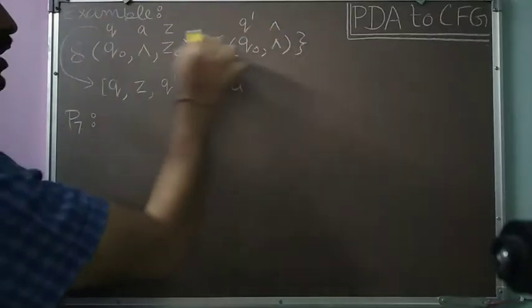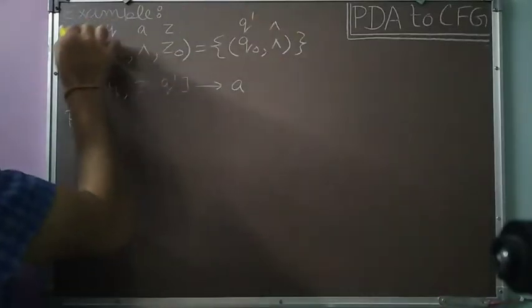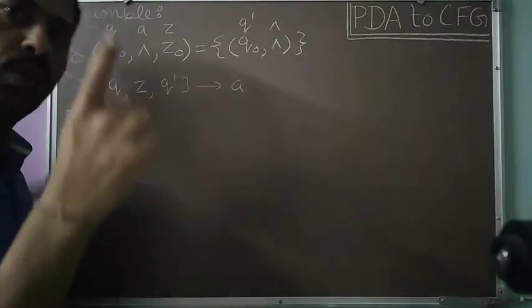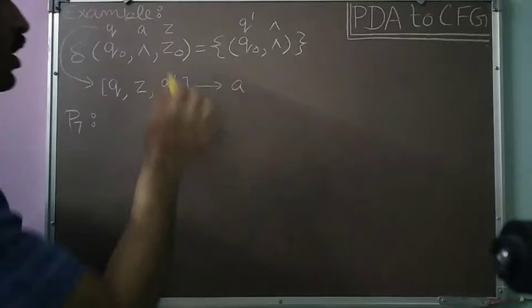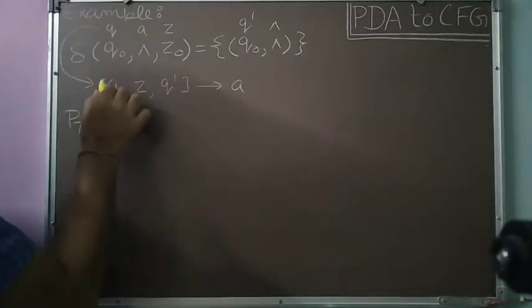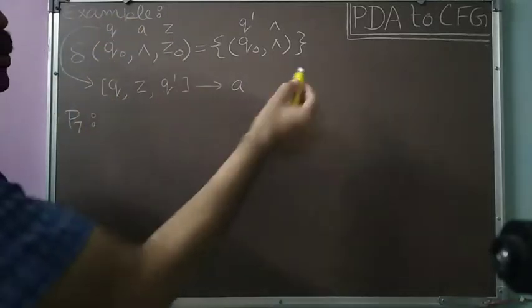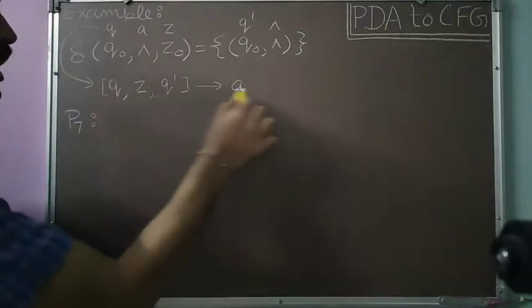Once we have written the standard format of the erasing move, what kind of production will it induce? Each erasing move will induce only a single transition. So this move will induce the transition of the form [Q Z Q dash] to A. Okay, so I have written [Q Z Q dash] to A.